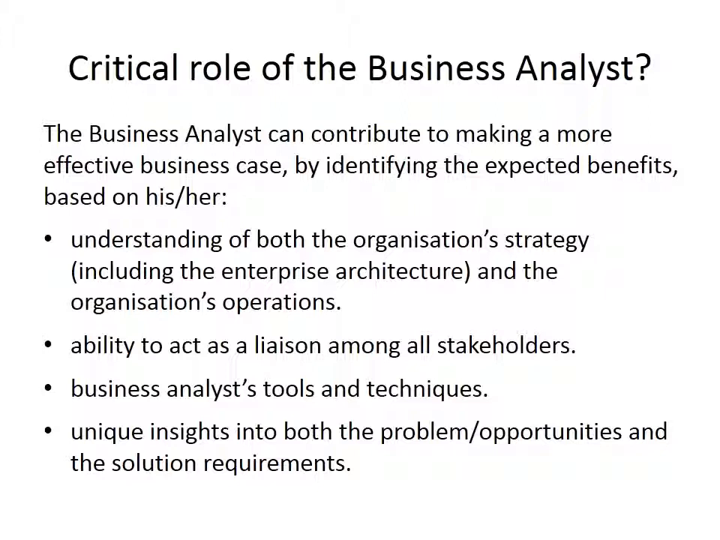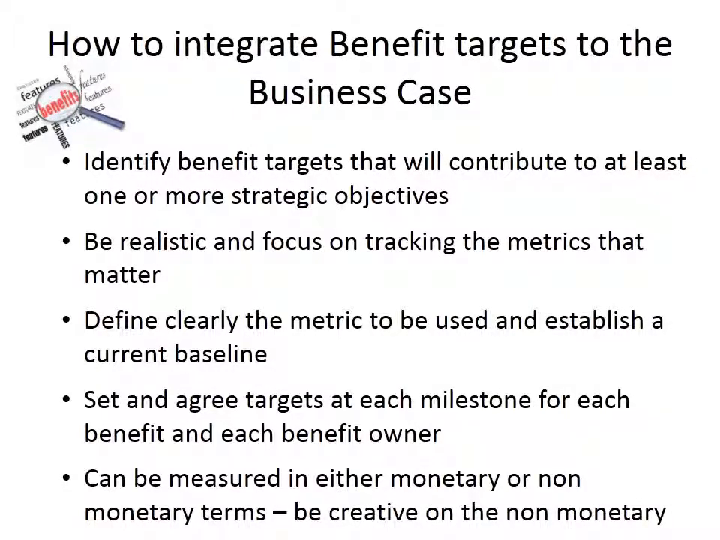All right, so now we're clear what we need to change in our business case to be more effective. We know what the skill sets and the type of approach that need to be brought in. So how are we going to do it? How to integrate our benefit targets into the business case? Well, the first thing is obviously to try to identify benefits that will contribute to our strategy. In other words, looking at benefits that are aligning our strategy with the investment that we're going to make and the changes that we're going to make in our organization.